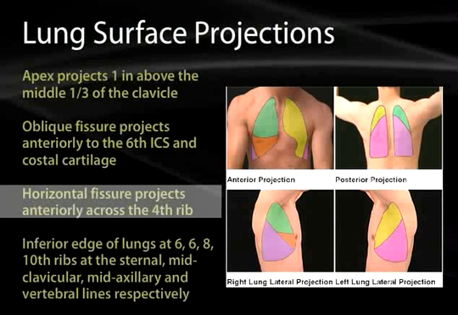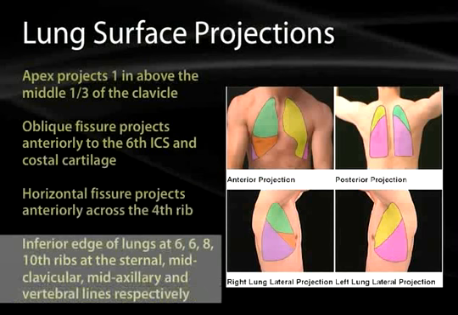The horizontal fissure will come across at the 4th rib space, and oftentimes if you get someone to raise their arms up and you follow the medial border of the scapula, that will actually come across the same plane as the oblique fissure. The lung itself will end at the levels of the 6th sternal rib, the 6th mid-clavicular, the 8th rib at the mid-axillary, and the 10th rib at the posterior vertebral border.